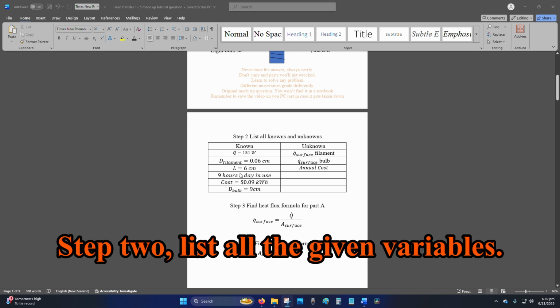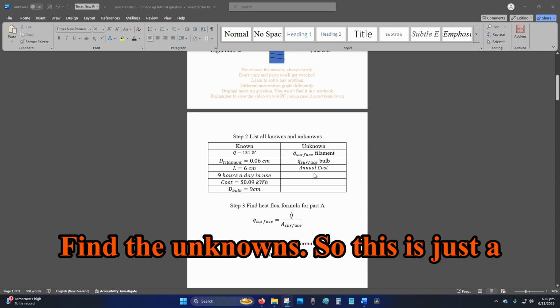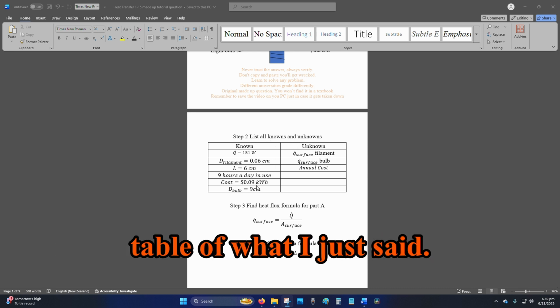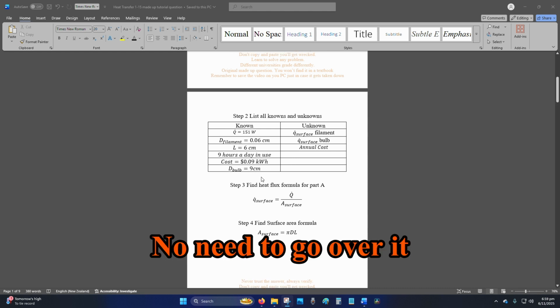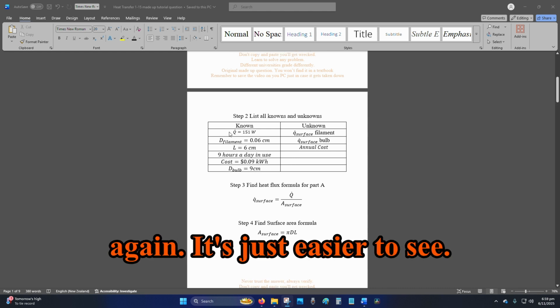Step 2, list all the given variables, find the unknowns. So this is just a table of what I just said. No need to go over it again. It's just easier to see.